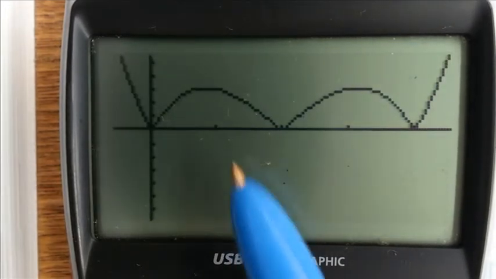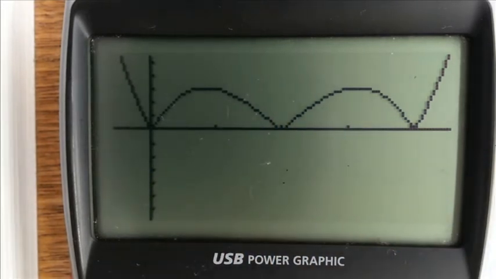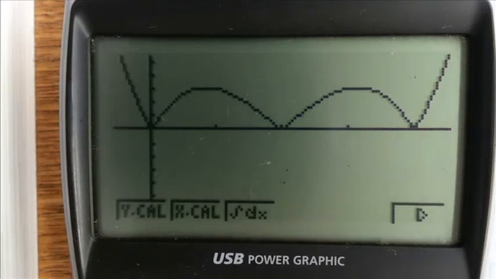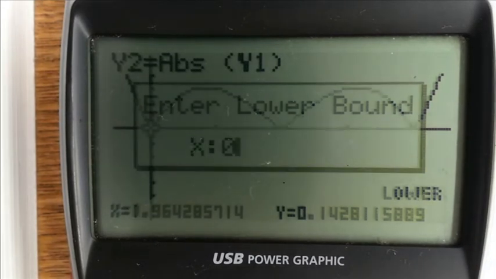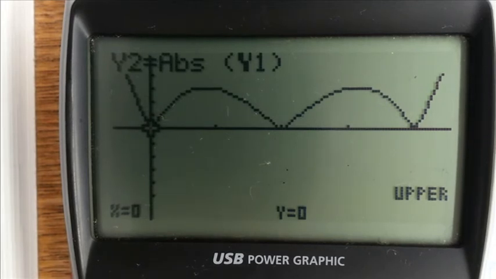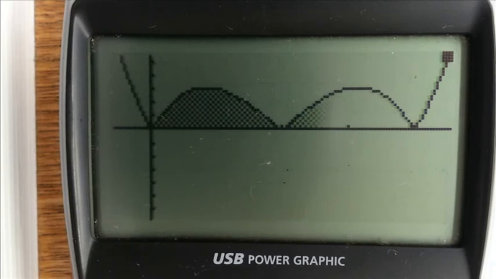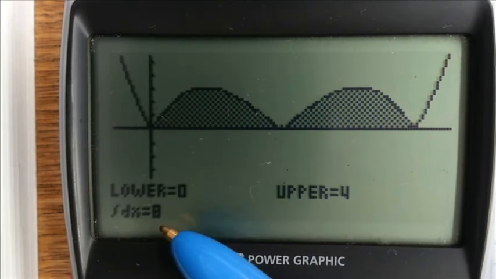So now I want to work out this area here plus that area there. So now if I go for G-solve, then go across and hit the definite integral, my lower value would be 0 at time 0, that's when we started. And for the first 4 seconds I would stop at upper value of 4, and we can see it shades it in, and we get our value down here of 8.